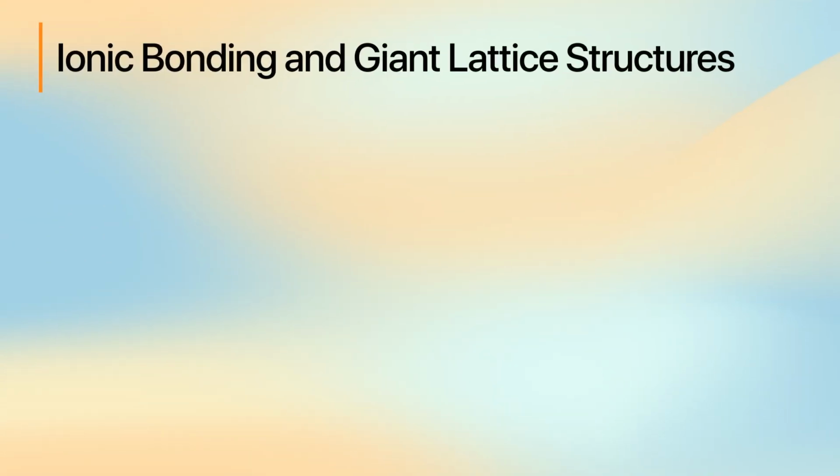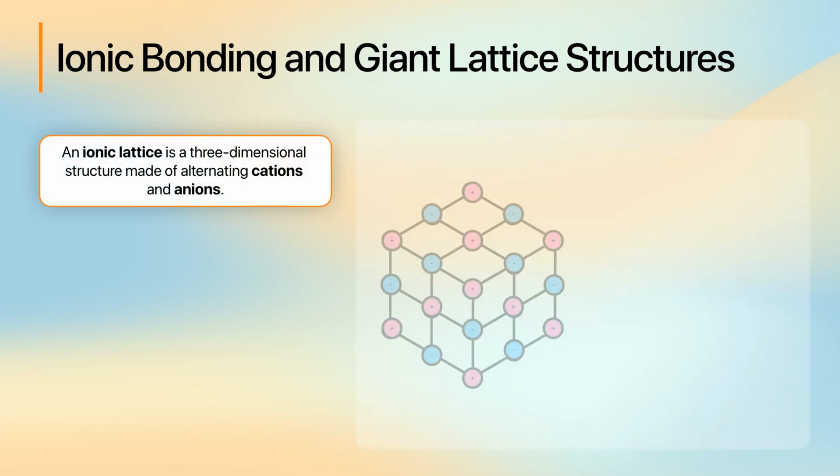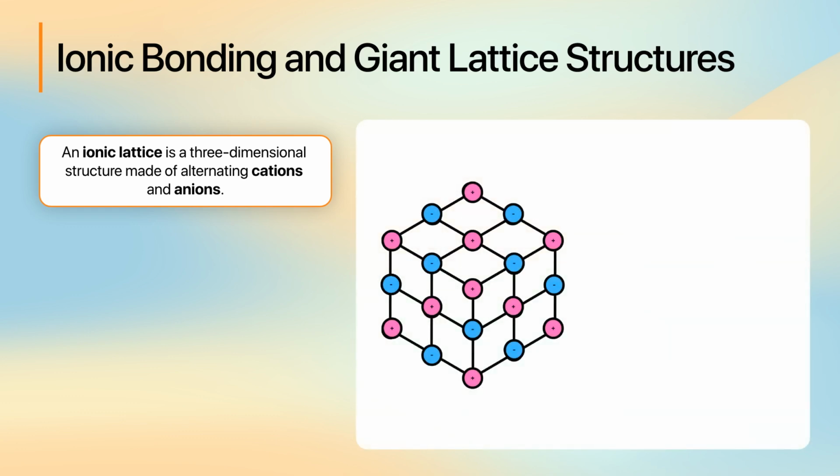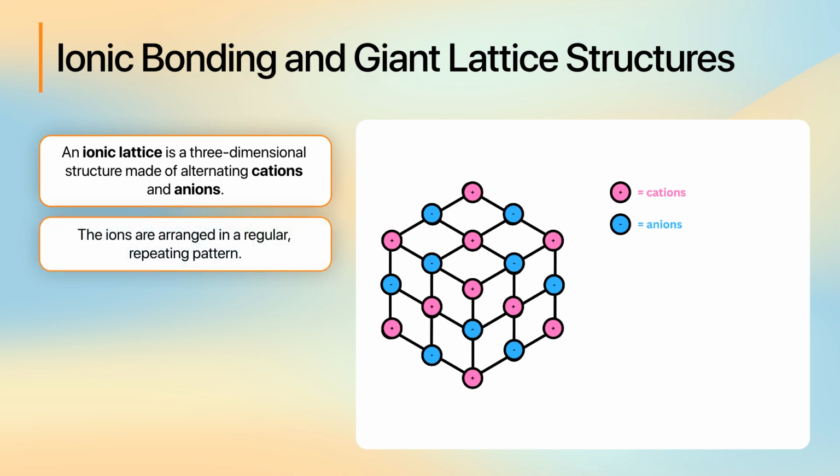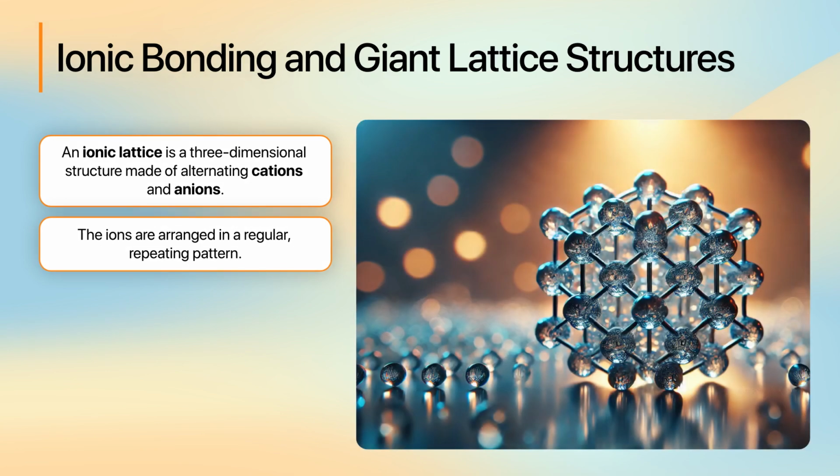Let's delve into the concept of ionic bonding and understand its significance in forming giant lattice structures of ionic compounds. An ionic lattice is a three-dimensional structure composed of alternating cations, positively charged ions, and anions, negatively charged ions. The ions are arranged in a regular repeating pattern, which is highly organized. Although individual ions are tiny, this repeating three-dimensional arrangement extends throughout the entire crystal.